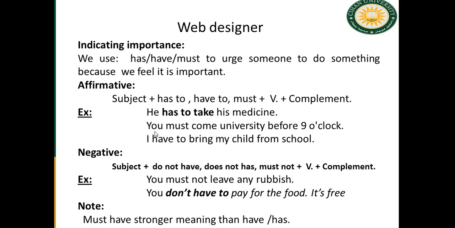So the subject is you, the word must, okay, and then come to university. You must come to the university before 9 o'clock. So now here the verb is come, and the complement is to the university before 9 o'clock. Now what happens if you don't come before 9 o'clock? So maybe the teacher or the lecturer will not allow you to attend the class.